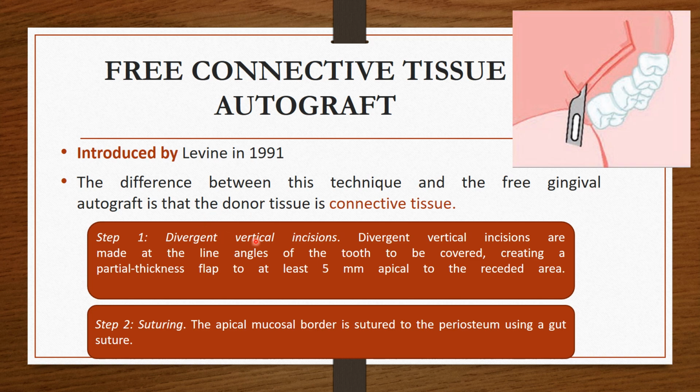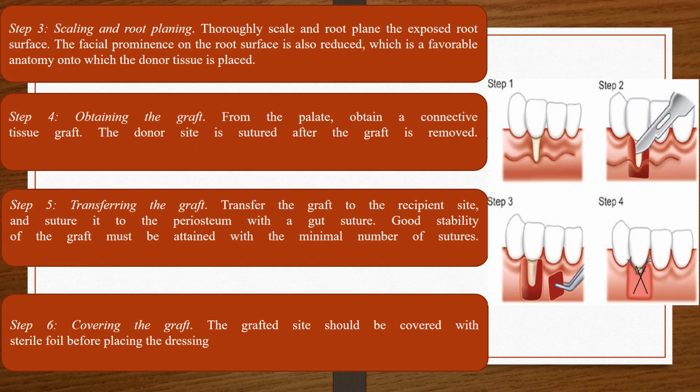That is, divergent vertical incisions should be given at the line angles of the tooth to be covered, creating a partial thickness flap for at least 5 mm apical to the receded area. Then we have to pull it apically and suture it to the periosteum using a gut suture. The same way we did for the free gingival autograft, we have to thoroughly scale and root plane the exposed surface. The facial prominence on the root surface is also reduced, which is a favorable anatomy onto which the donor tissue is placed.